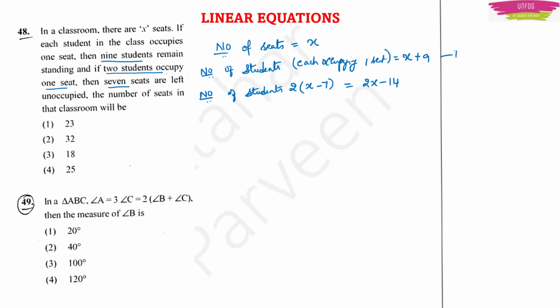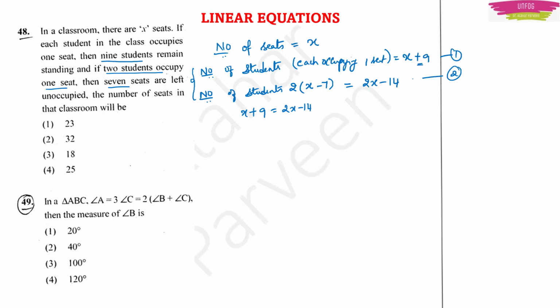Okay. So let this be 1 and let this be 2. Now you can use the linear equations and find that X. So X plus 9 is equal to 2x minus 14, because we are talking about the number of students only. The first situation is that each student is occupying 1 seat, which means 9 students are remaining to stand. That's why we are adding those students.